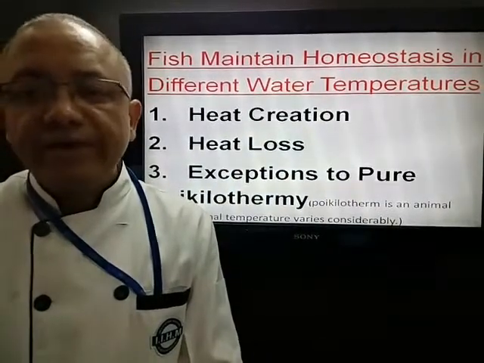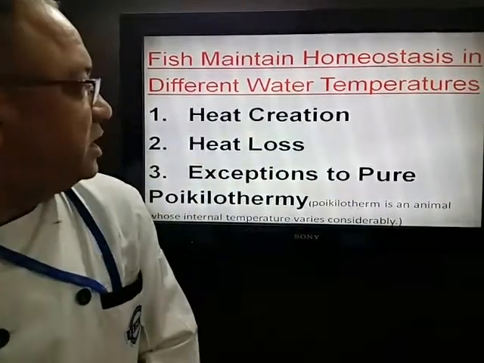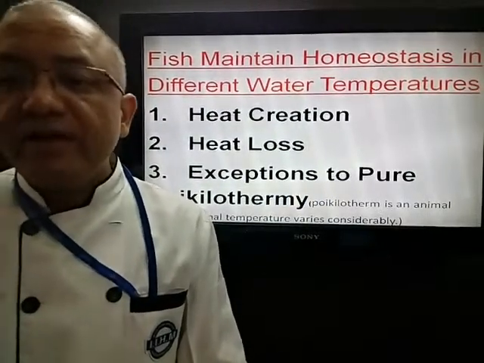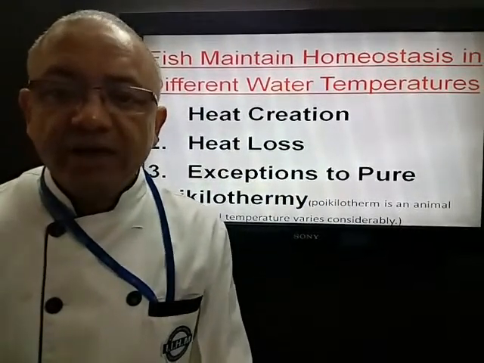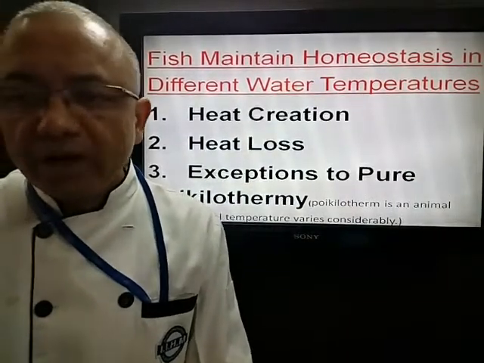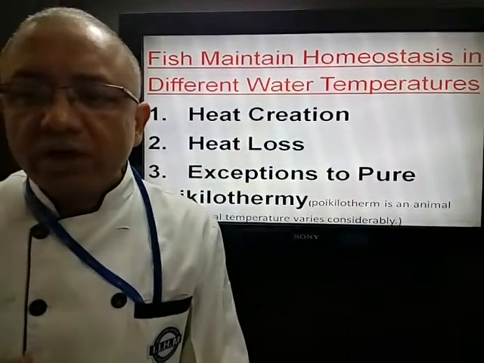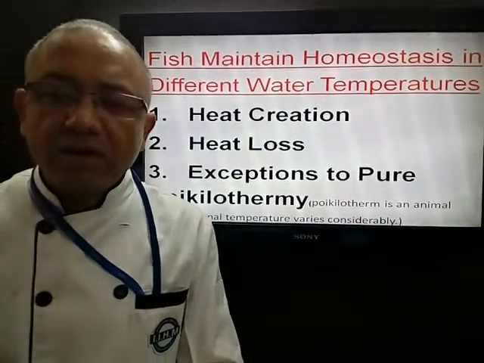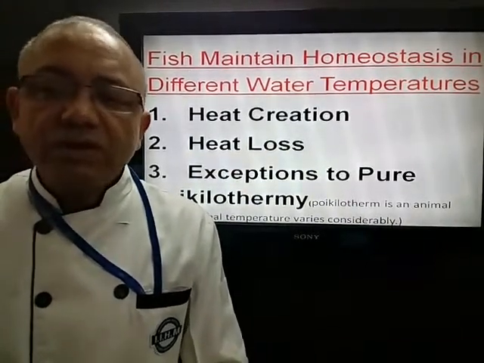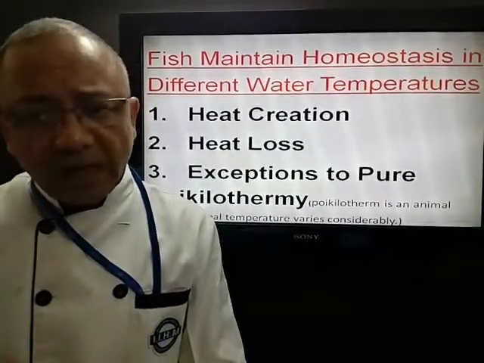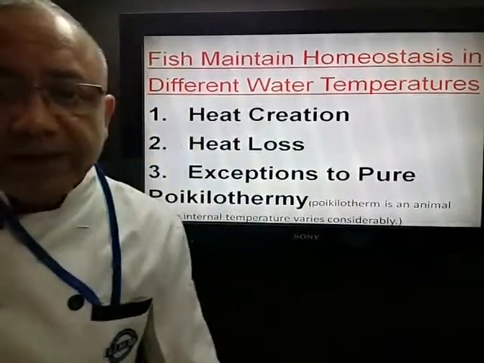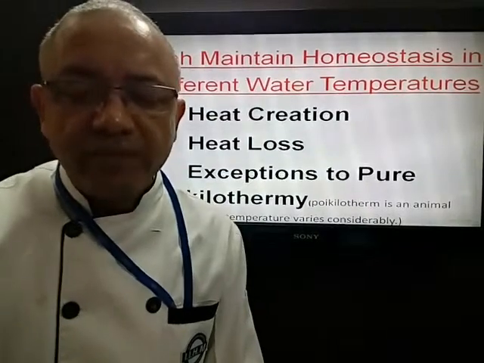Now, for heat creation, generally animals, like fish, create heat from metabolic activity. Metabolic activity means you are moving and roaming around from one place to another, or you are churning out the food in your body. That all comes under metabolic activity. This metabolic activity includes the breaking down of the food, and it helps in movement, which might create heat at some moment of time.